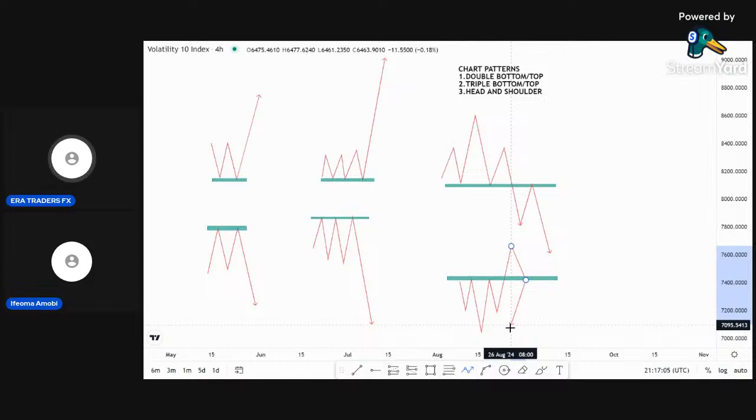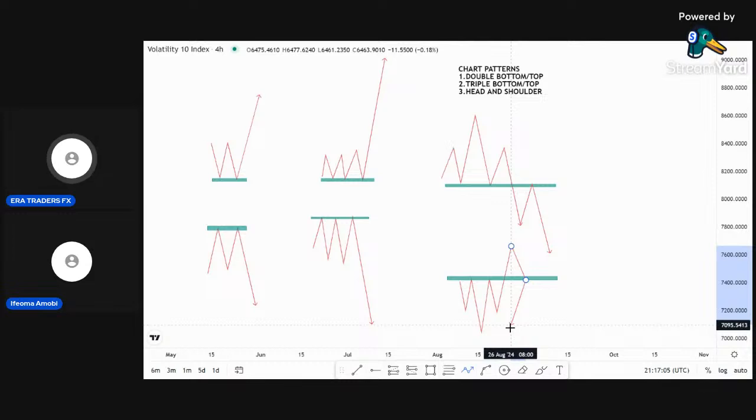That double bottom can also be called a W pattern. You can see what happened here. This is not a clear one. I will talk about trend later, but when you see these patterns, they should be in line with your trend. Here is the double bottom pattern, and price went up all the way here.